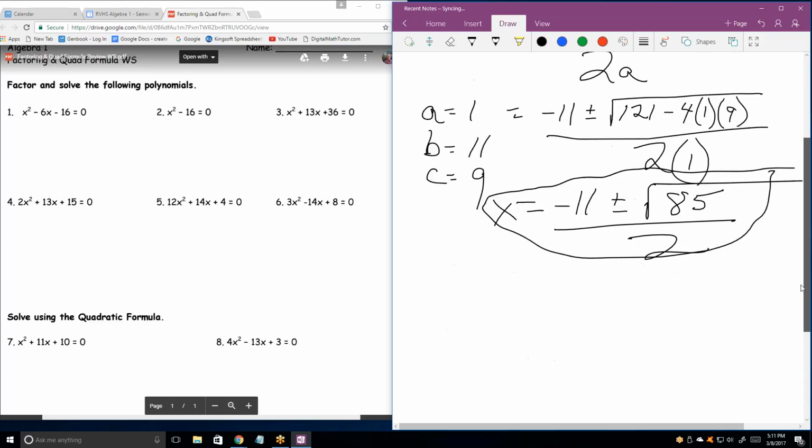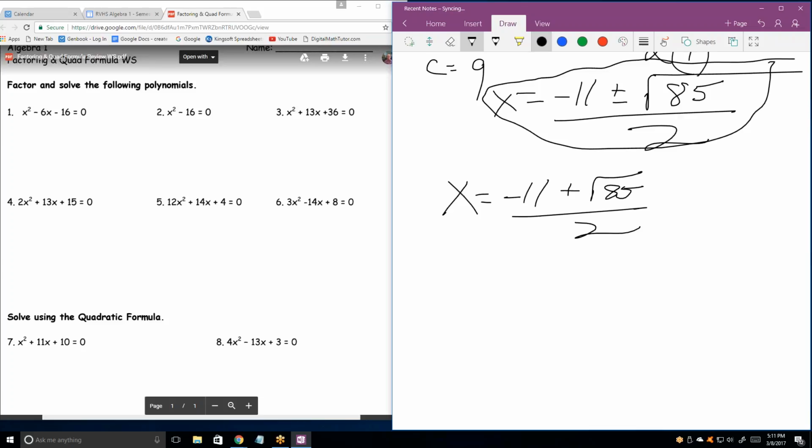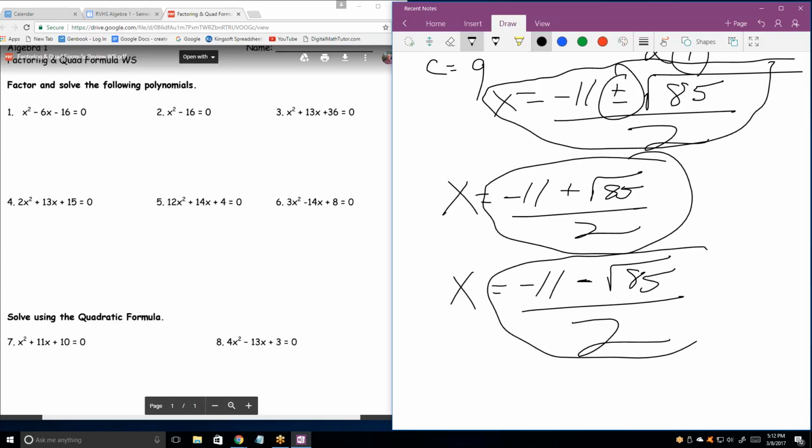And this isn't always clear to everybody either. It means x is equal to minus 11 plus root 85 over 2, or x equals minus 11 minus root 85 over 2. That's what the plus or minus means, is you have two different solutions. One uses the plus, the other uses the minus. And these are definitely two different numbers. And that's actually the correct way to write it.